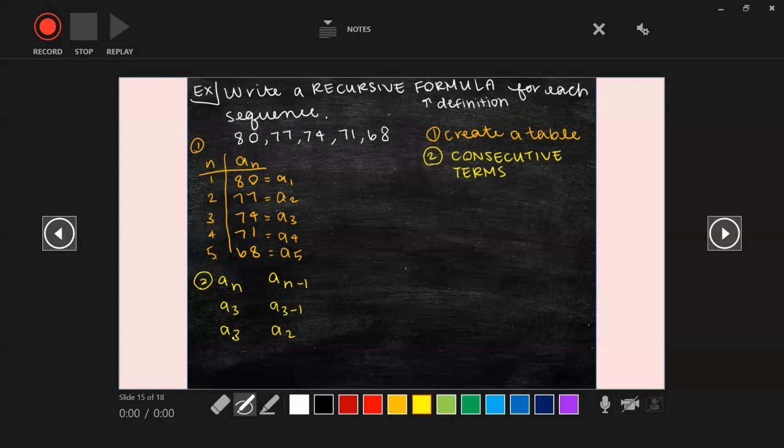What you're going to be doing is finding the difference. So you are going to be subtracting these. So what was a sub 3? 74. What is a sub 2? 77. And what is 74 minus 77? Negative 3.